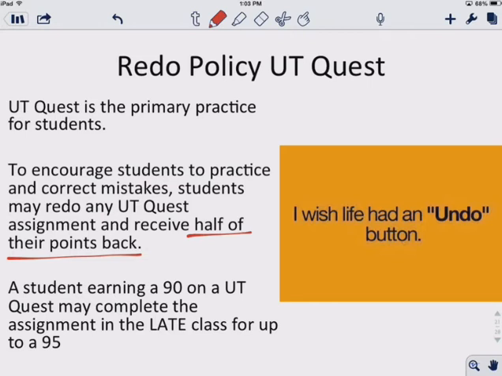And this is not only for if you failed. So there's an example there. Even if you make a 90 on the UTQuest, you may still complete the assignment in the late class for up to a 95. Meaning if you make 100 the second time, then you get half of those points back, which would average out to a 95. So this is available to any student who wants to improve their UTQuest grade.